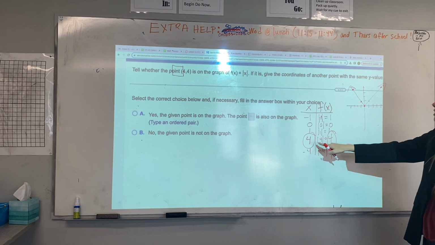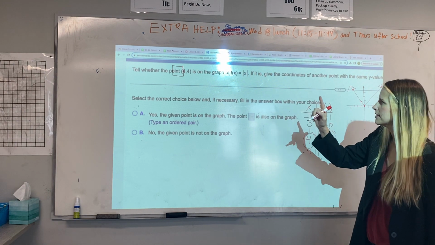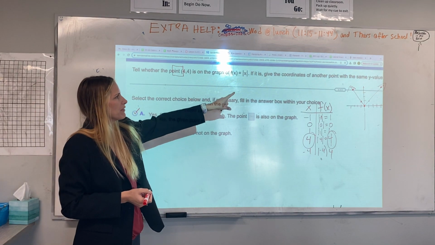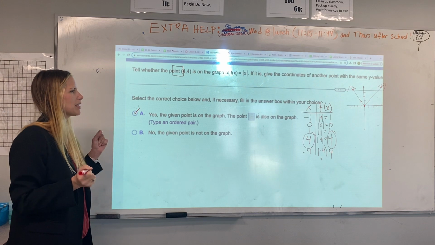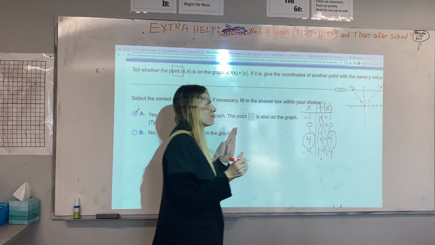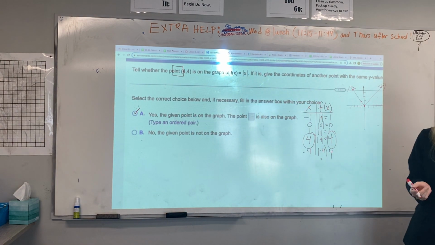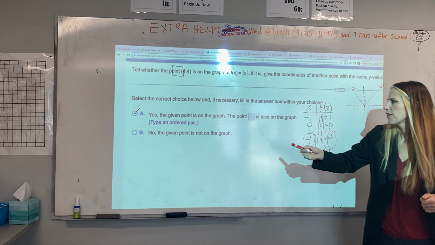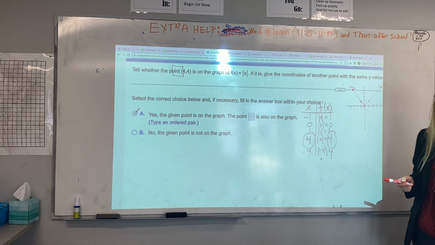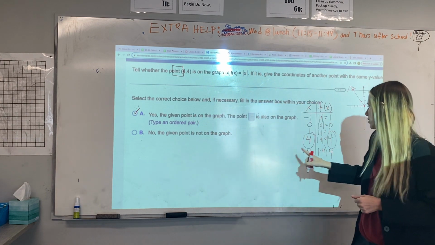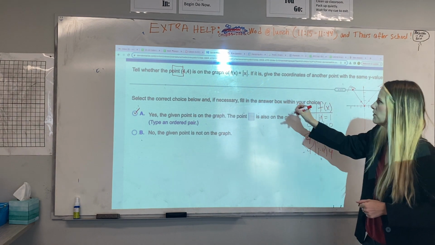But here's what we're looking at right now. We have (4, 4), so that is a yes. Because it's a yes, it says if it is, give the coordinates of another point with the same y value. Whoops, I already did it. I already did it just to make sure my V is nice and V-shaped. Wait, hold on, what's the question? The question is, if it is, which we have proven that (4, 4) is a part of this function.